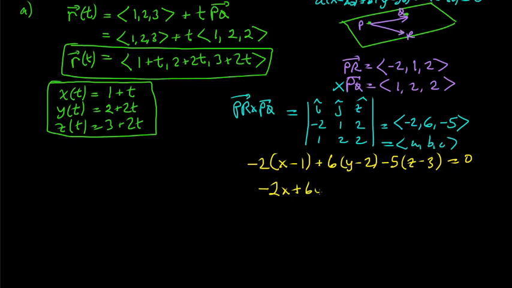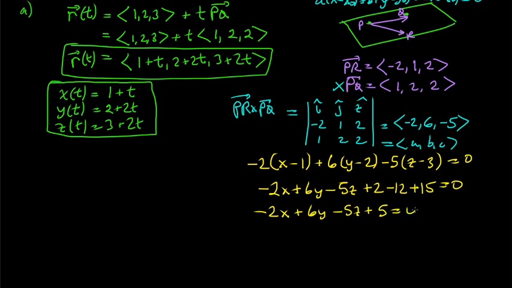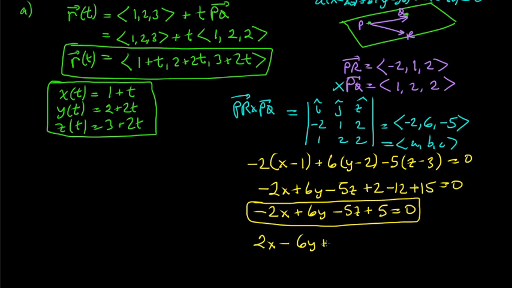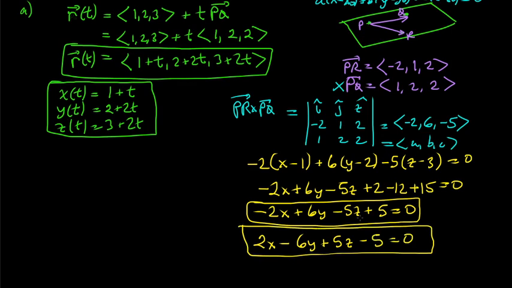So negative 2x plus 6y minus 5z. And then what do we have? Plus 2 minus 12 plus 15 equals 0. So negative 2x plus 6y minus 5z, and then this is negative 10 plus 15, so positive 5. And that's good enough. I think it's aesthetically unpleasing to have the first term being negative. So if you just multiply by -1, that might make it look a little bit better. But again, it's not required. I'll accept either.